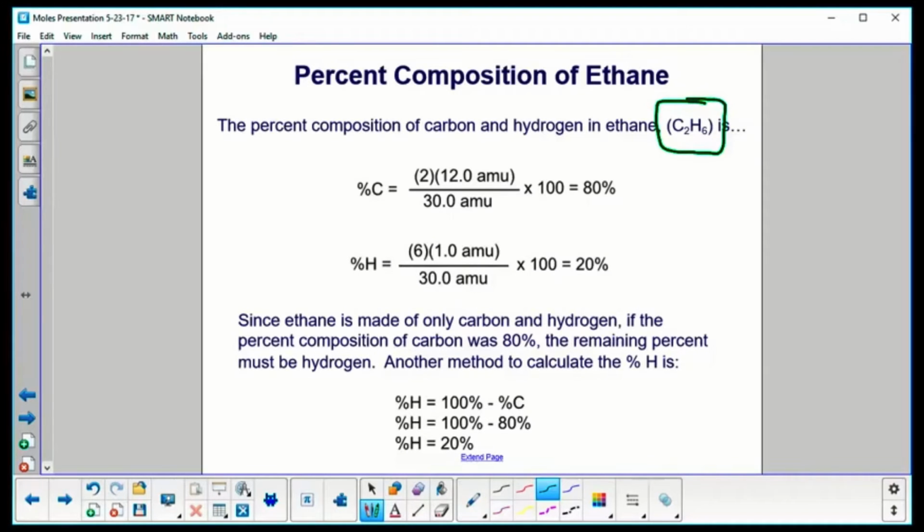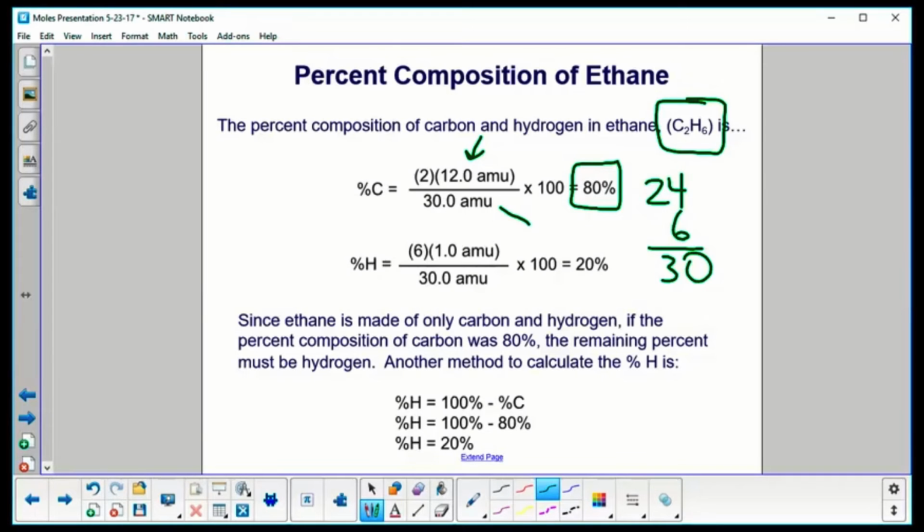So let's start with carbon. We have 2 carbons. The atomic mass of carbon is 12. The mass of the compound is 30. And why is that? Well, let's see. Carbon, 2 times 12 is 24. We have 6 hydrogens. 6 times 1 is 6. So the compound is 30 atomic mass units. Multiply that by 100, get 80%.